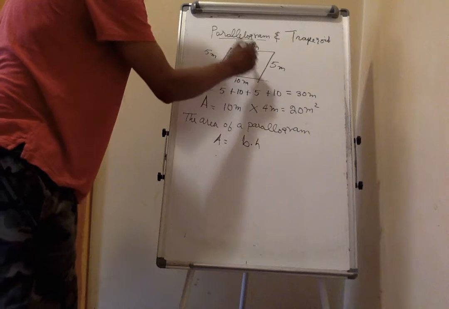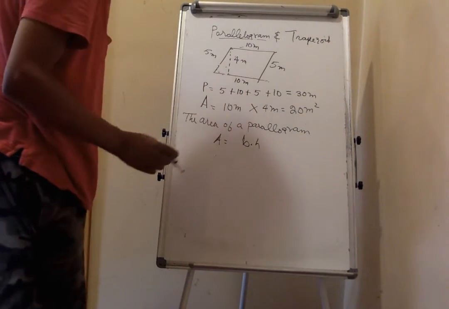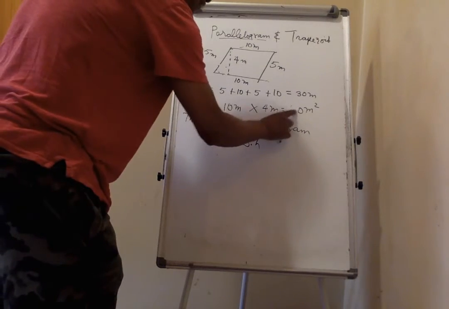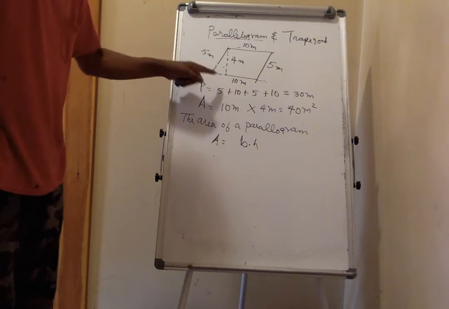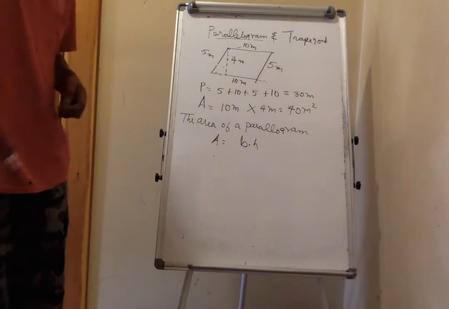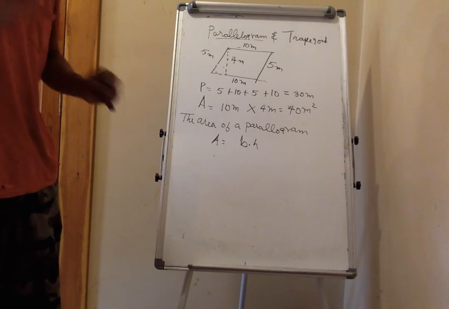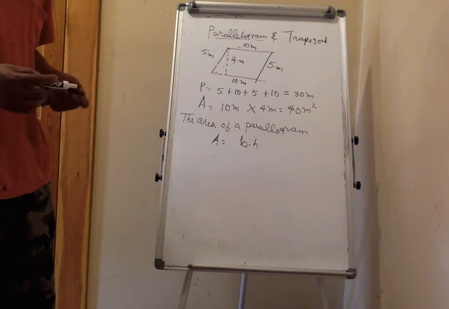This is your base. The base is 10 meters. 10 meters times, what did I do? 10 times 4 is 40 meters squared. My apologies. So the area is base times height, 10 times 4, but the perimeter is just the same one. So that's what we have to know about parallelogram.